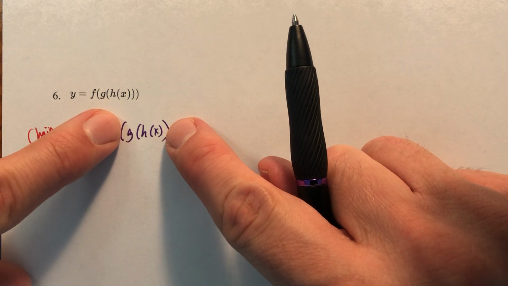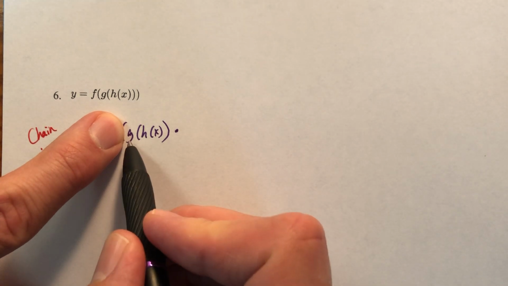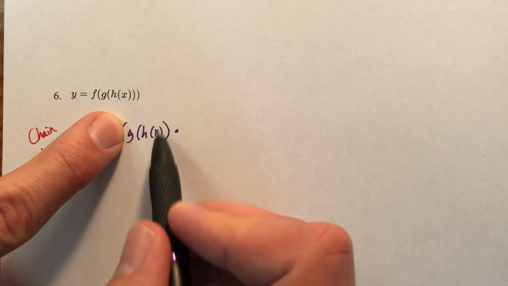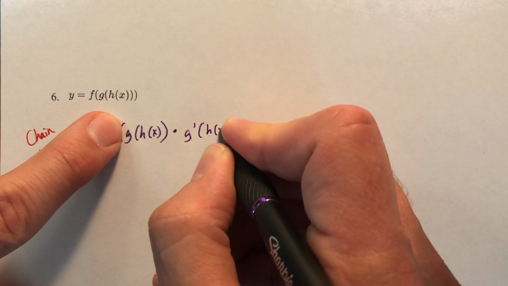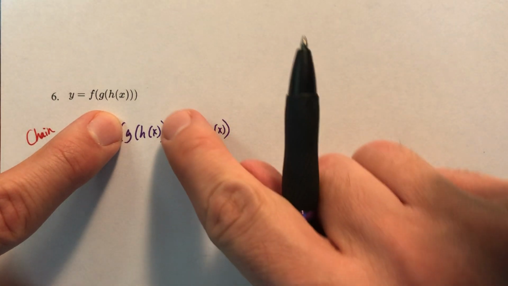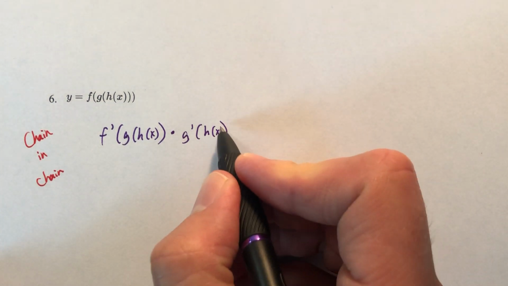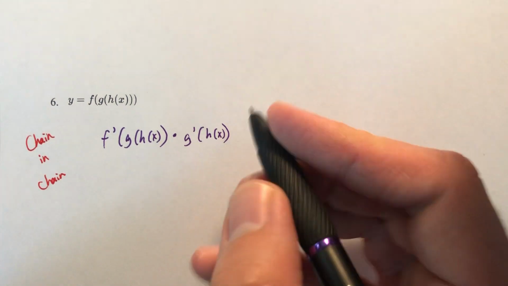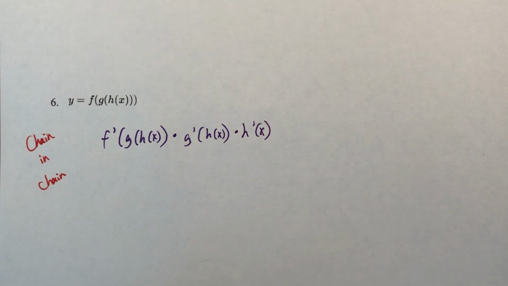Well, this is another chain rule. So I'll take the derivative of the outer function of this component with the inner function intact. And then I'll have to multiply by the derivative of the inner function. There we go. That's the super chain rule. You could make a fourth one if you wanted to, and it would get even longer.